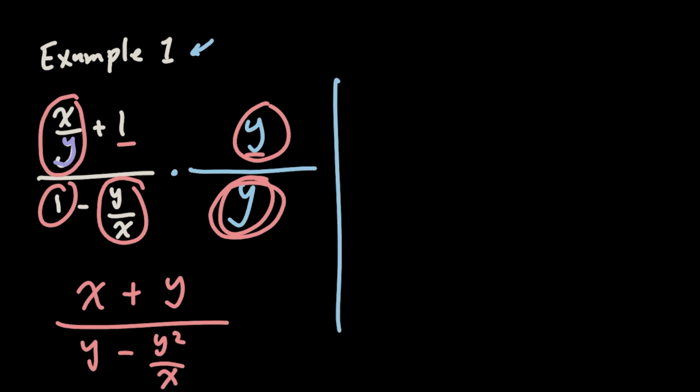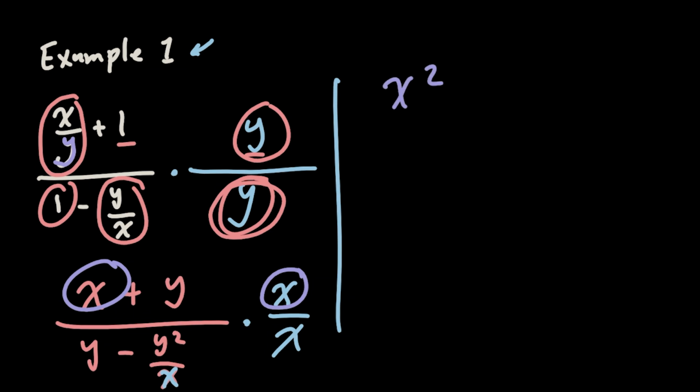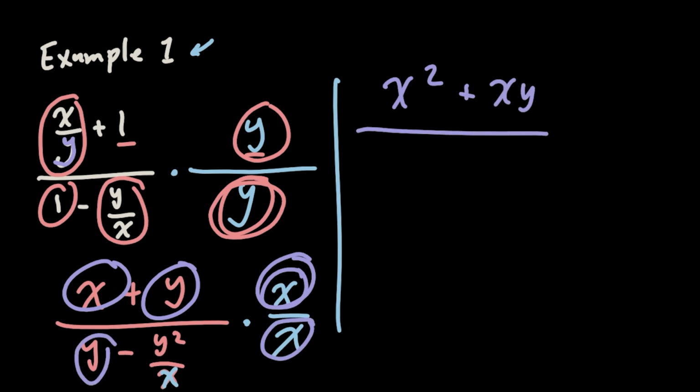As you can notice, here we have x. We don't like it, we want to remove it, so we'll just multiply both the numerator and the denominator by x. So we have x multiplied by x, which is x to the power 2. We have x multiplied by y, which is xy, over, we have x multiplied by y, which is xy, minus x multiplied by y to the power 2 over x, which will be y to the power 2.